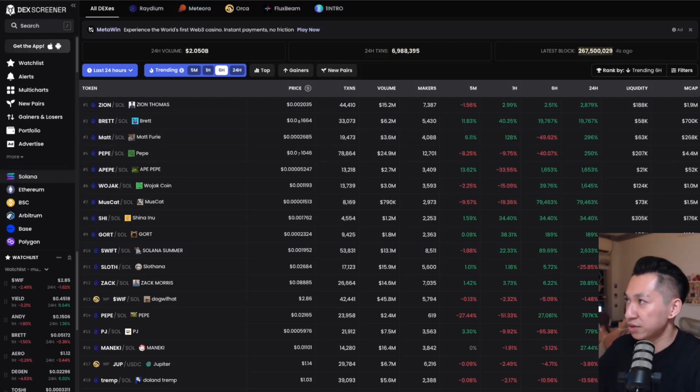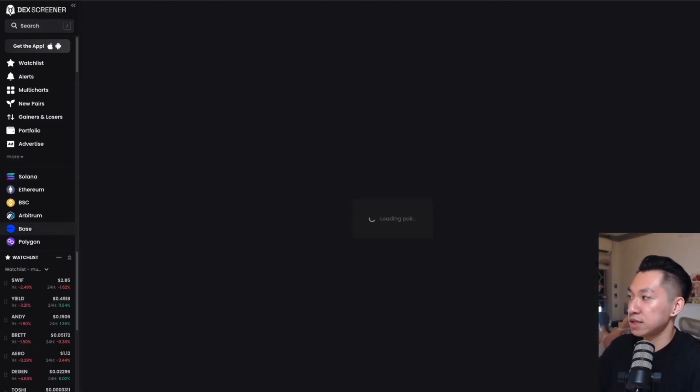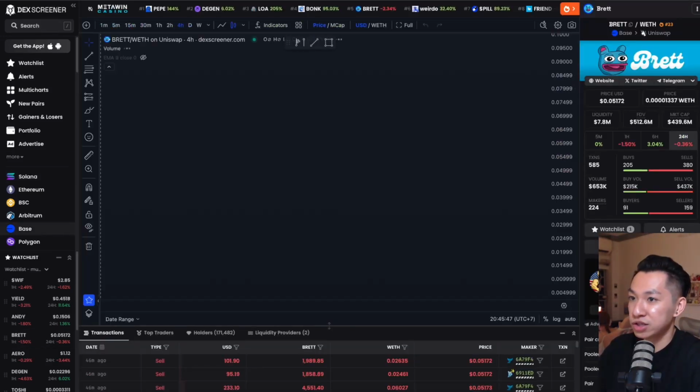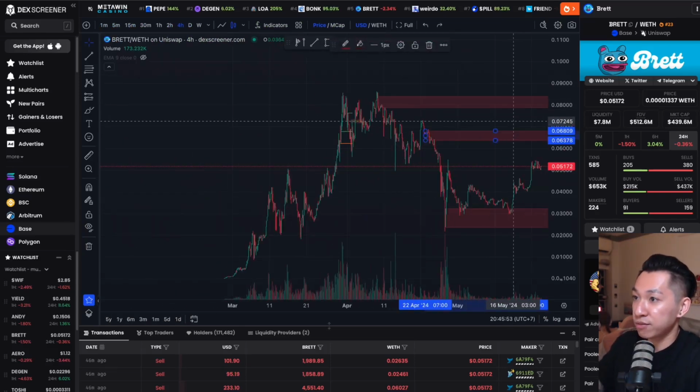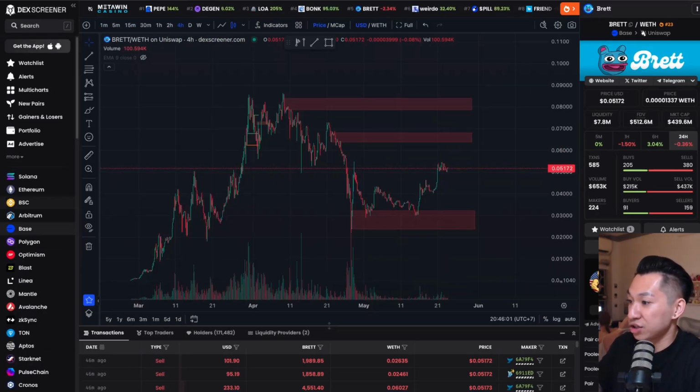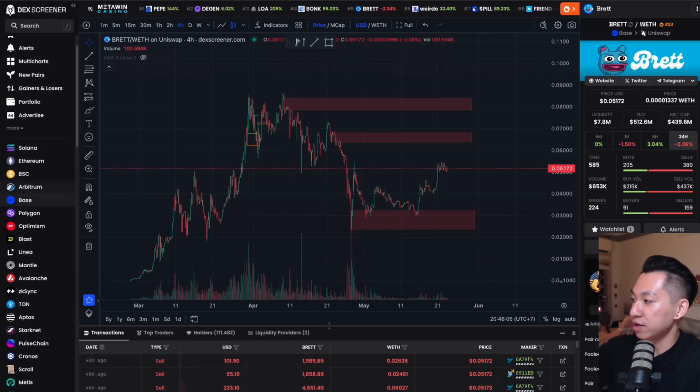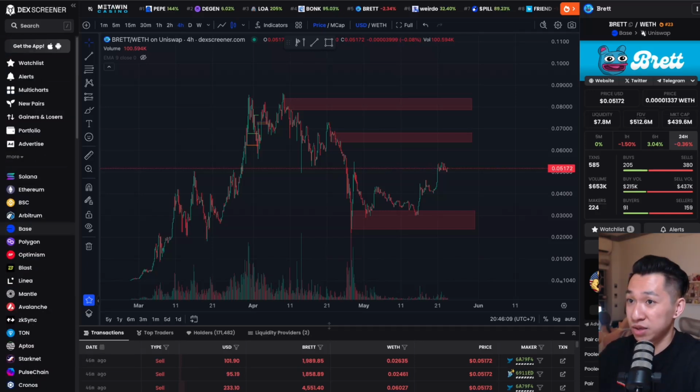Dex Screener is similar to TradingView, in that you can see the price action and the candlestick charts. But what's special about Dex Screener is that it has all the on-chain information of the coins on all of these chains over here. And you can see the market cap and the FDV, similar to CoinGecko.